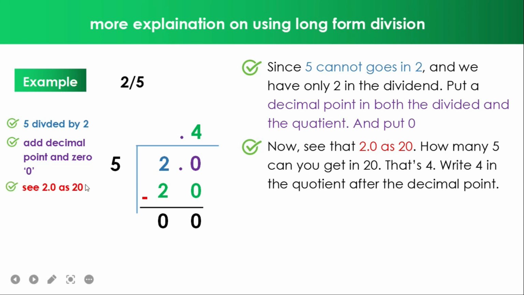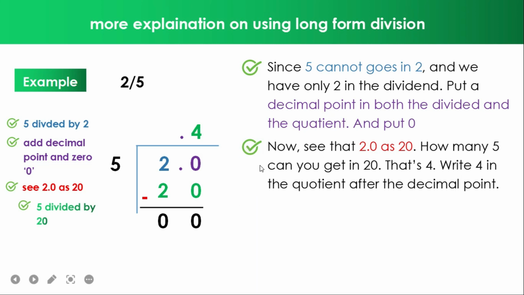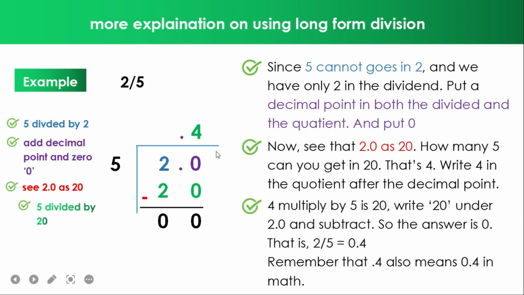Now see 2.0 as if you write 20 there. Then how many 5 can go into 20? That's 4. You write the 4 in the quotient here. So 20 divided by 5 is 4. I will write the 4 here, then I will write the 4 after the decimal point.